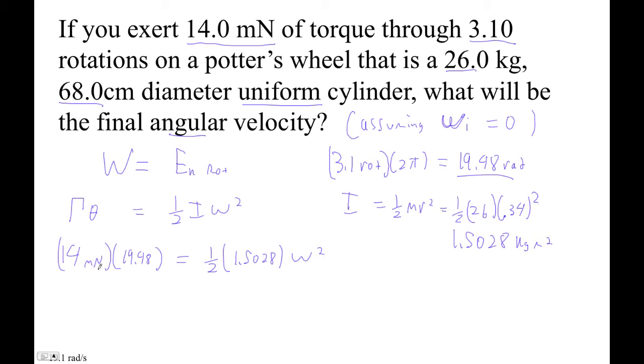Okay, so let's go 14 times 19.47787, right? Okay, and then I'm going to multiply by 2. I'm going to divide by the moment of inertia. And now I've got omega squared, and then I'm going to square root it. 19.05, 0.01 or something like that, and that's radians per second.